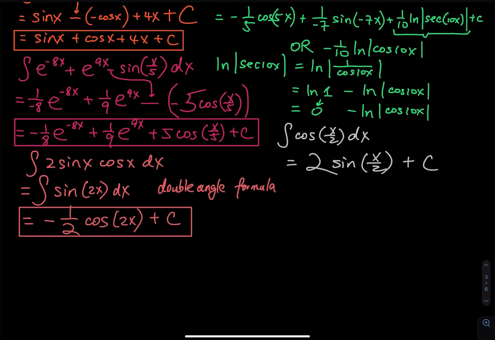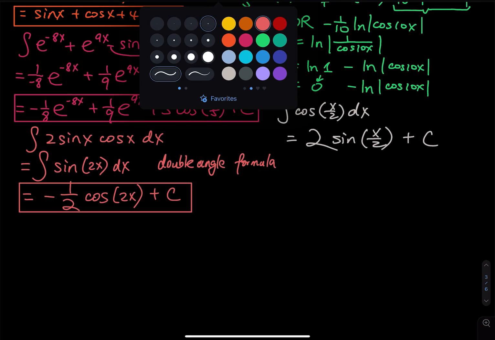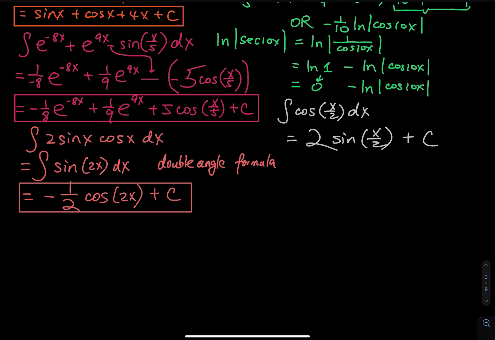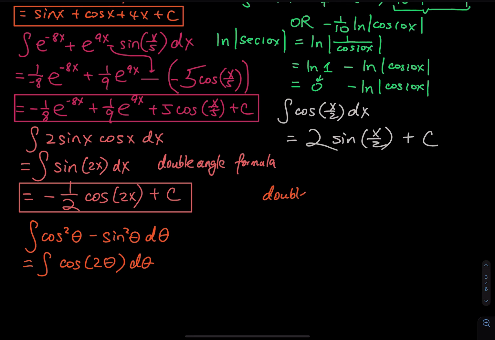And this is the answer to this integral. Let's do the last one. The last one is we have the integral of cosine square theta minus sine square theta d theta. It looks like the formulas we learned so far cannot handle this, but this is another double angle formula for cosine. So this is equal to the integral of cosine of 2 theta d theta. This is a double angle formula.